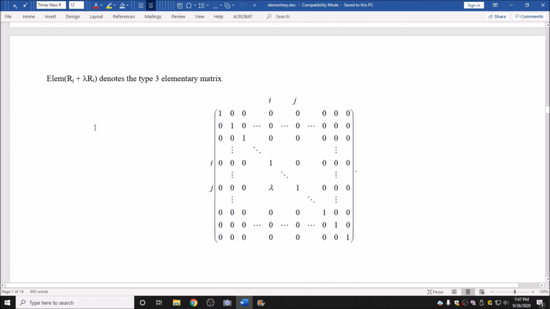Lastly, we use the notation E, abbreviation of elementary, parentheses Rj plus lambda Ri parentheses to denote the type 3 elementary matrix obtained by multiplying the ith row of the identity by lambda and adding it to its jth row.